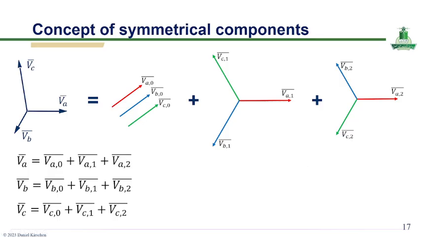Specifically, VA is equal to VA0 plus VA1 plus VA2, and similarly for VB and VC, you can see these equations. These formulations show that any unbalanced set of phasors can be reconstructed by combining these three balanced sequences. The zero sequence components are identical and in phase, the positive sequence components follow the normal phase rotation, and the negative sequence components follow the reverse rotation.